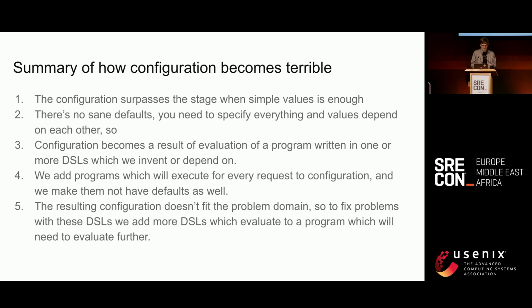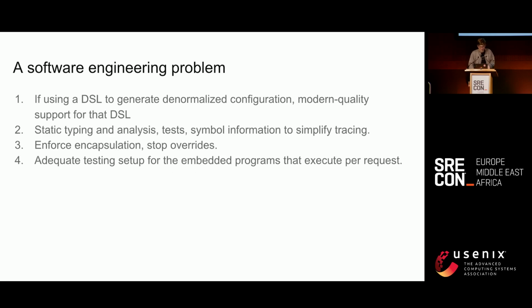Now, summary. The configuration surpasses the stage where simple values are enough. Then we have no sane defaults. So then we make it the result of evaluation of a program. We invent a couple of DSLs for that. We add programs that will execute for every request. And also the configuration that we end up with doesn't fit the problem domain. So we fix problems by adding more DSLs that are supposed to match the problem domain and just generate these configs, right?